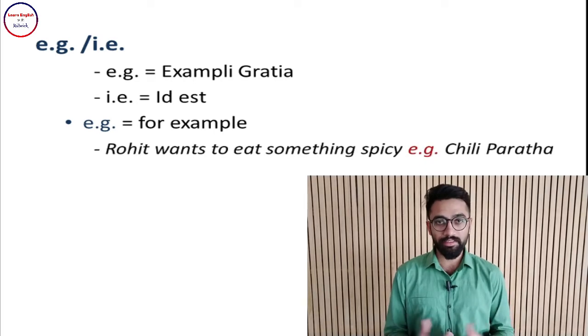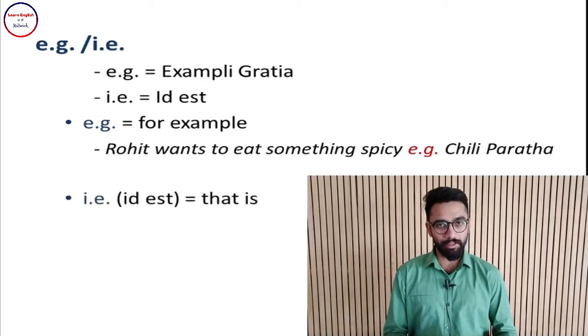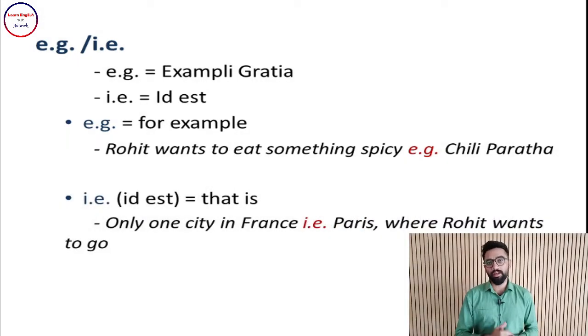We can use e.g. when we want to speak like this. Rohit wants to eat something spicy, for example, chili paratha. While i.e. is "that is", an example is only one city in France, that is Paris, where Rohit wants to go.